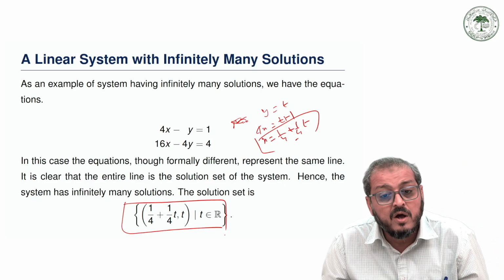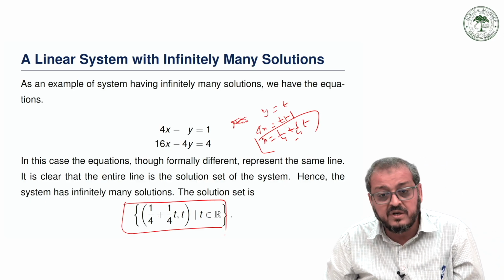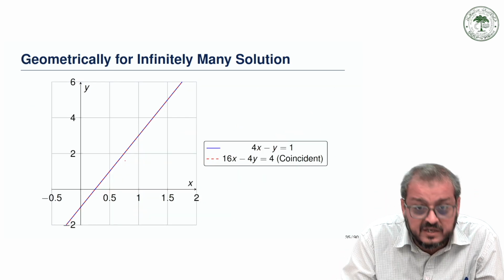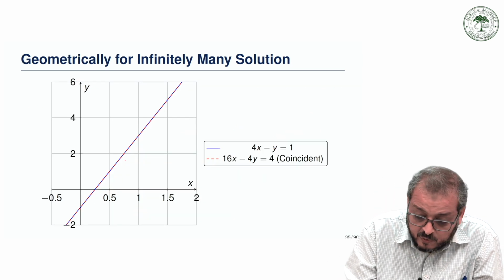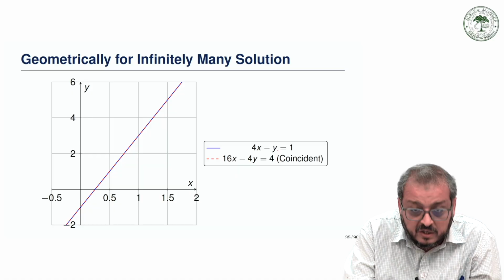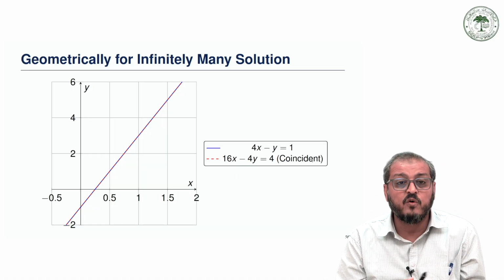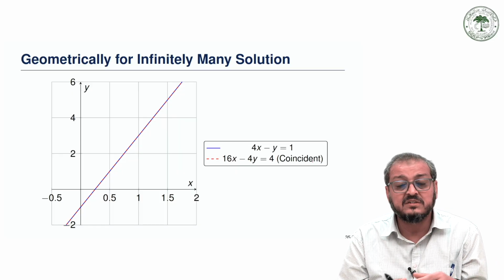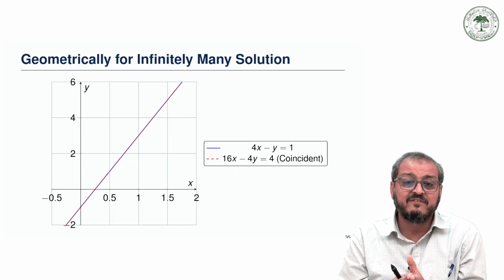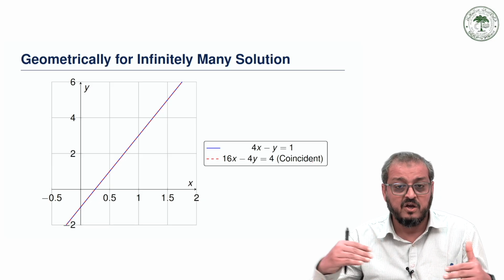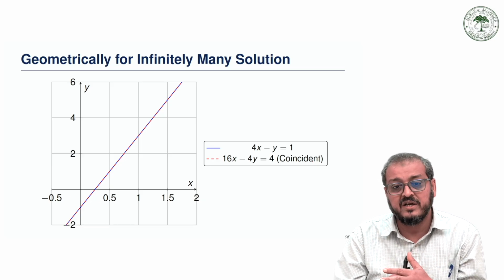Geometrically, you see this is the blue line we have, and then the dotted red line is representing the other equation. This means these two lines coincide, and whenever a system has infinitely many solutions, this happens only if these two lines coincide, or three lines coincide with each other.